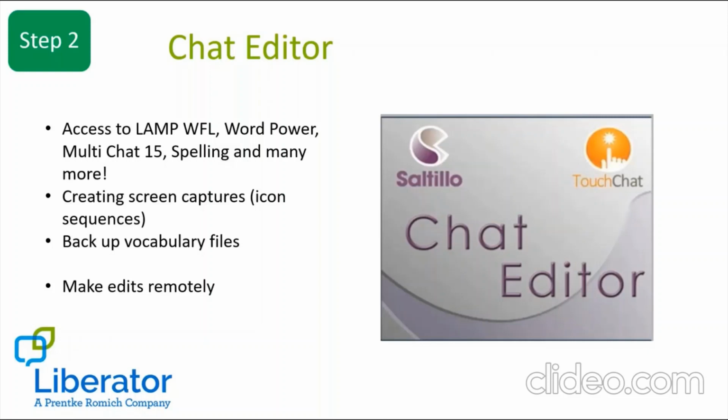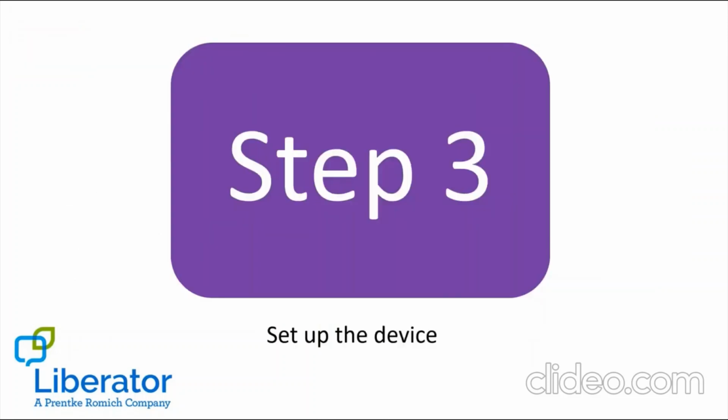So these just help you to, for example, show the different icons that you need to press in order to find a single word or to make a phrase. So it's similar to a smart chart, but not at the same time. You can still back up the vocabulary files and make edits remotely on Chat Editor as well. So very handy to have.